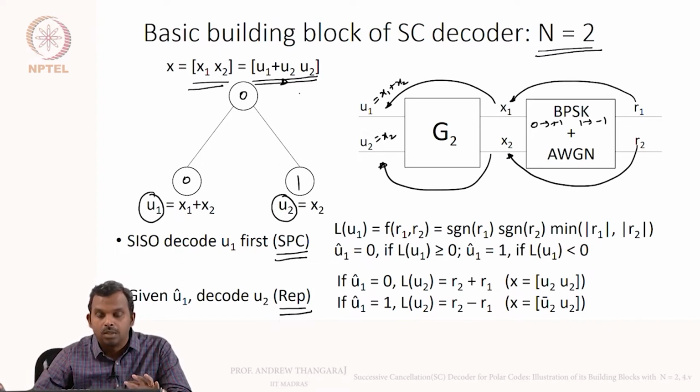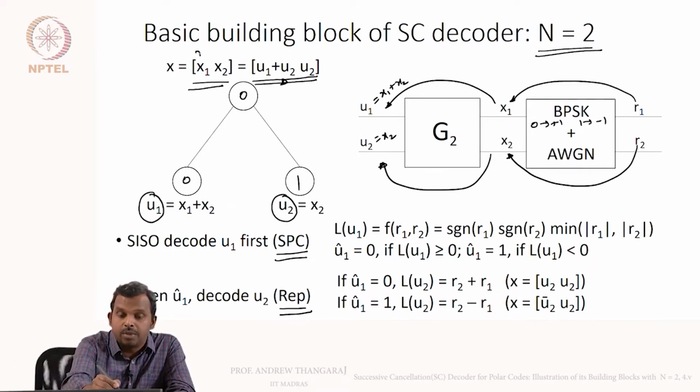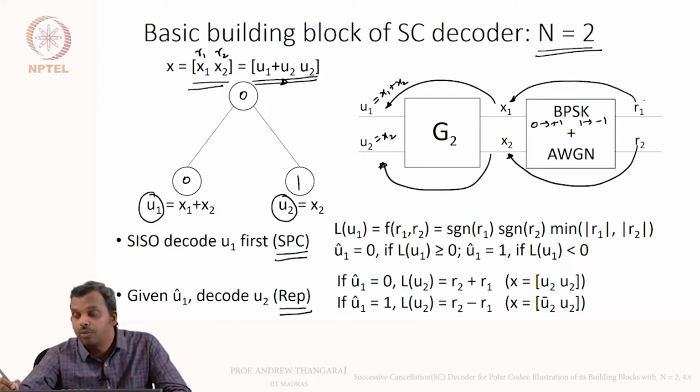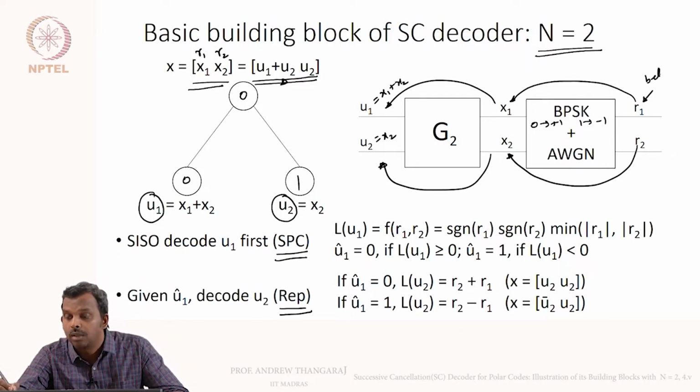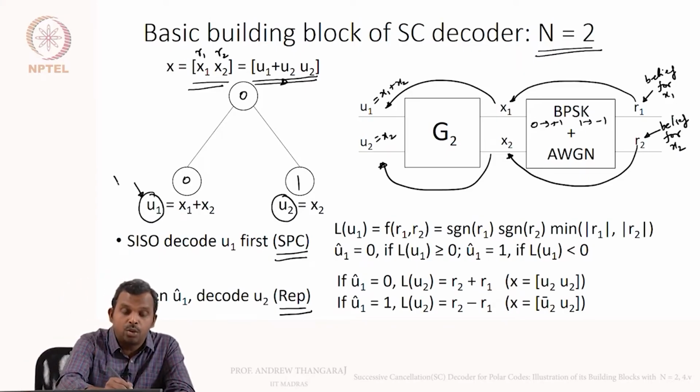Remember this, you get u1 as x1 plus x2, and R1 was received when x1 was transmitted, and R2 was received when x2 was transmitted. So R1 and R2 are like a belief for x1 and a belief for x2. And what do you want? You want a belief for u1.